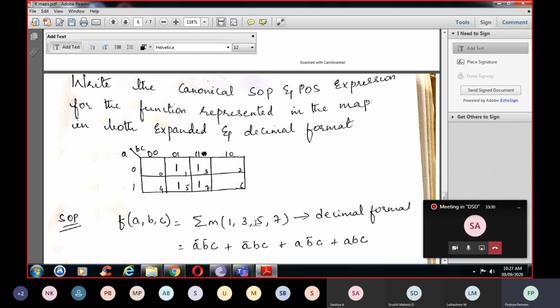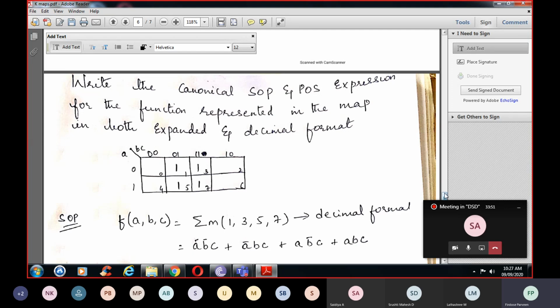In the same way, 5 indicates 1, 0, 1. So 1, 0, 1 means A, B bar, C. 7 means 1, 1, 1, that is A, B, C. So this is called SOP, that is the sum of product expression.